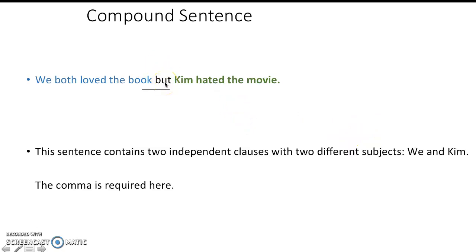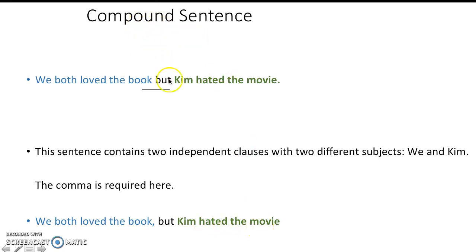Okay, again. Now here in this sentence, the sentence contains two independent clauses with two different subjects. So we have "we" and "Kim." So the comma is required here. Okay, so in order to fix that: We both love the book, but Kim hated the movie.